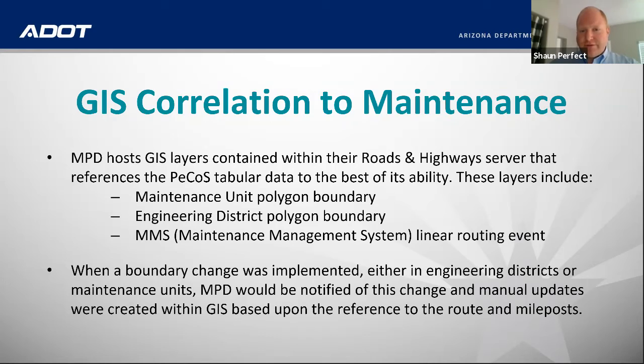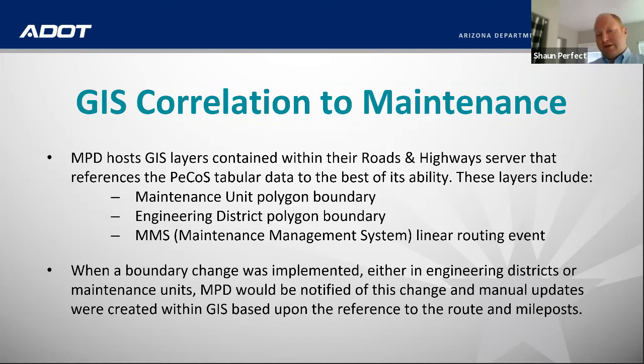So we're talking about 3 of these layers. 2 of them are polygon boundary, the maintenance unit polygon, which shouldn't be confused with the engineering district. Now, the engineering district is broken up to 5 districts throughout the whole state, and the maintenance districts are within each one of those different districts.